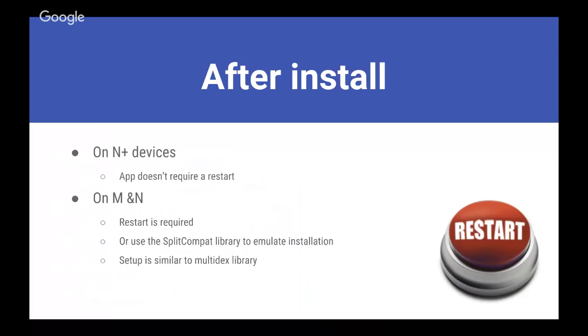After installing the dynamic module, so I showed you the code for bringing the dynamic module onto the device and installing it. After install, for N+ devices, for Nougat and above, you don't need an app restart. But for M and N, you need app restarts. Now, if you want to avoid that, there is a new library called the Split Compat library that we've added. The setup is very similar to how you do a multi-dex library. If you worked with multi-dex before, the setup is quite similar. You change your application class to extend from a new class, and then the rest is really straightforward to implement. You have to do that in order to continue without restarting the app after installation.